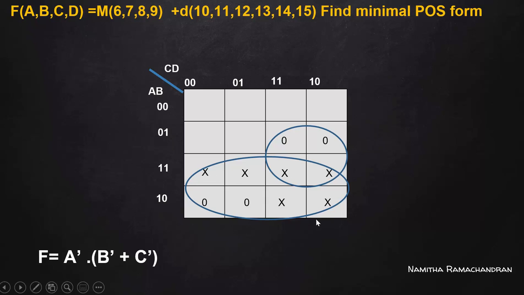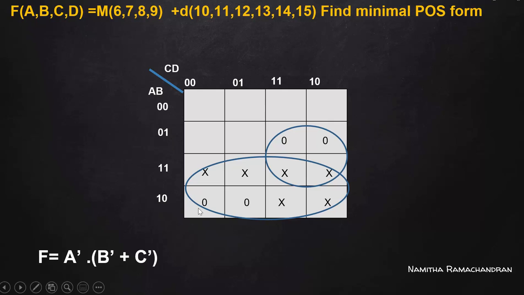For this lengthy group, which one is common? A is common and the value is 1 for A here. In the POS form, if the value of the variable is 1, then we need to mark its complemented form. And corresponding to this group, what are the variables common to these groups? B is common, C is common. B with value 1, so we need to mark B dash. And C with value 1, which is common to this group. So C is marked here as C dash because this is the POS form representation.